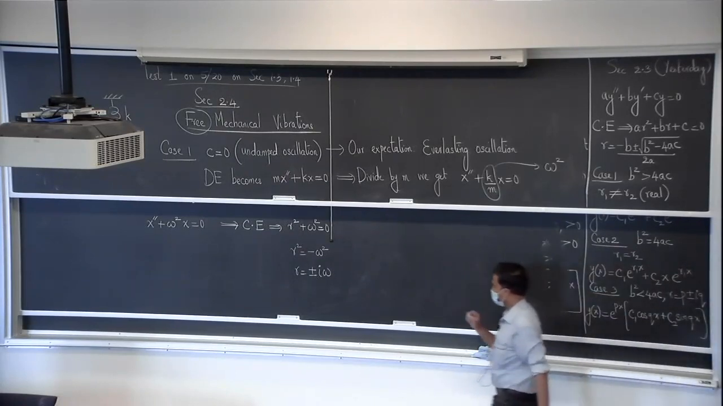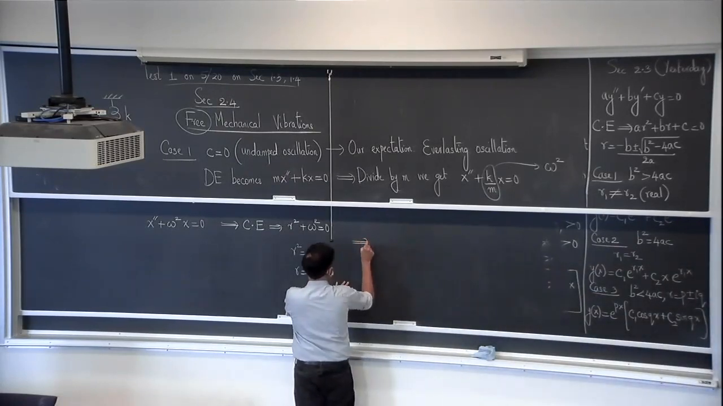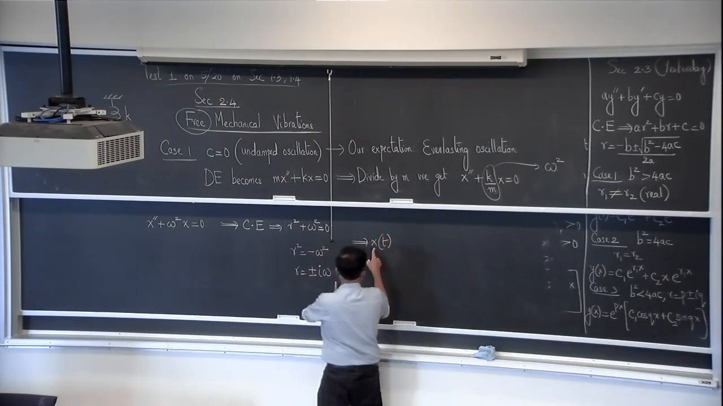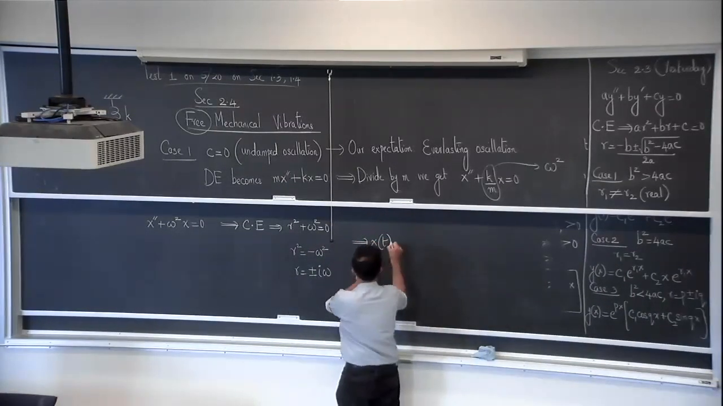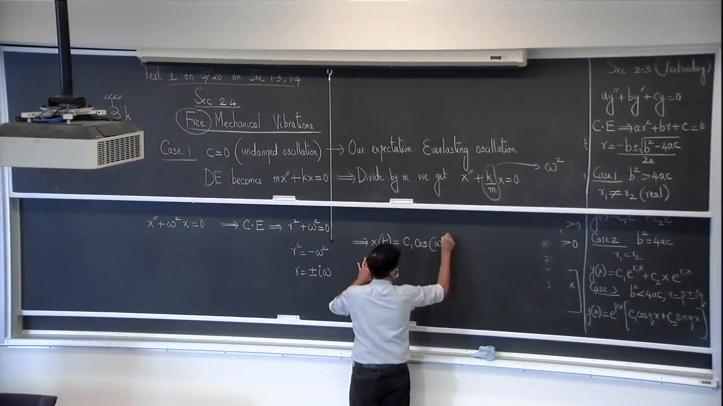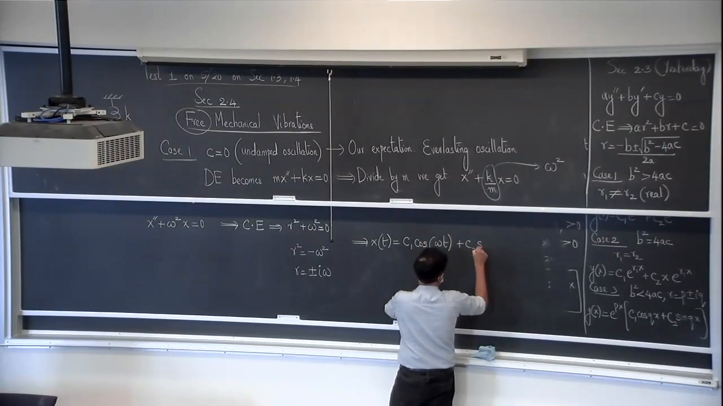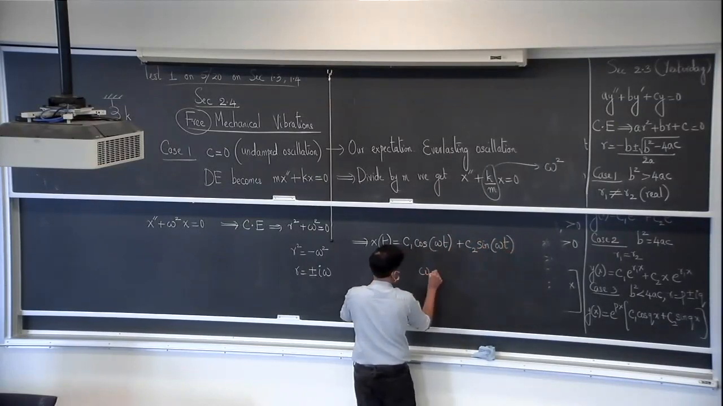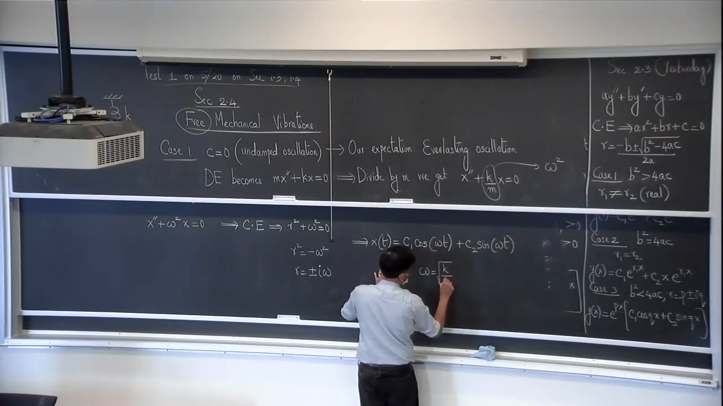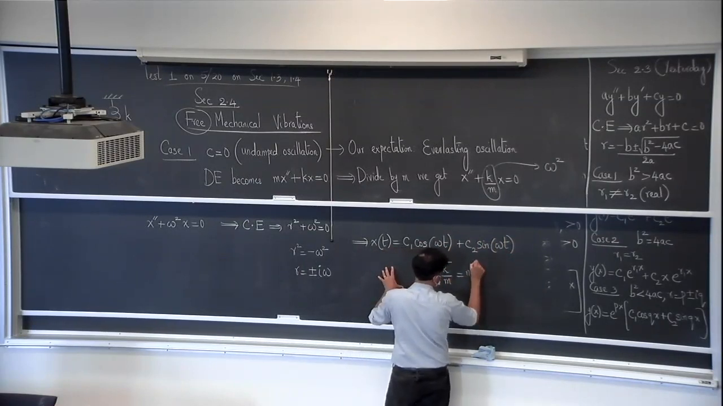So you can write the general solution to this as x of t, where x is the displacement with respect to time, equal to c1 cosine of omega t plus c2 sine of omega t, where omega equal to the square root of k over m is called the natural frequency.